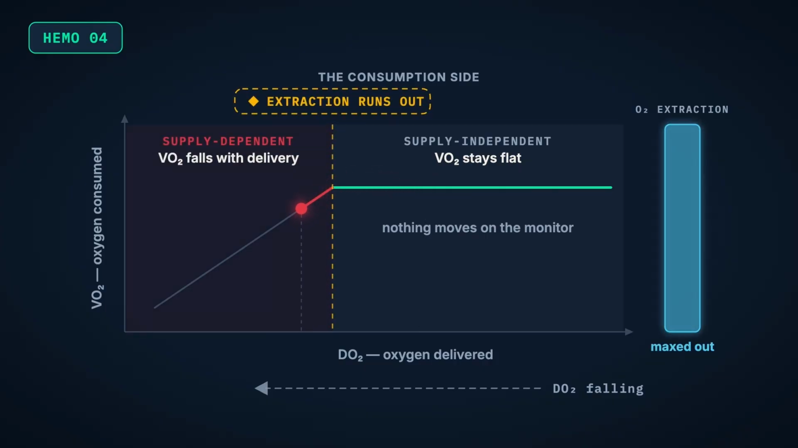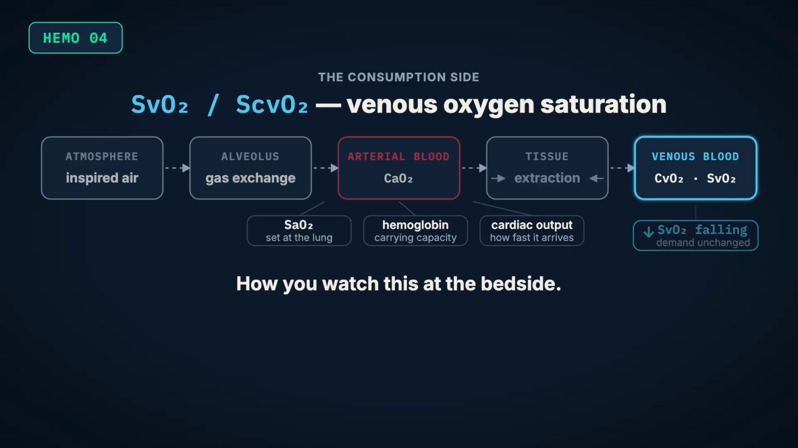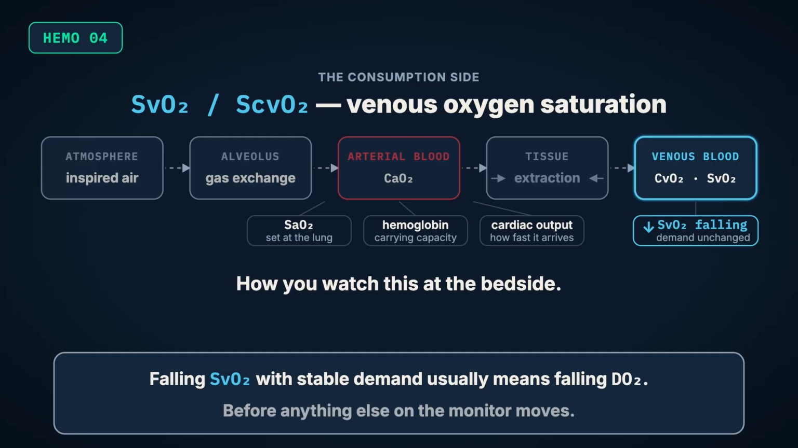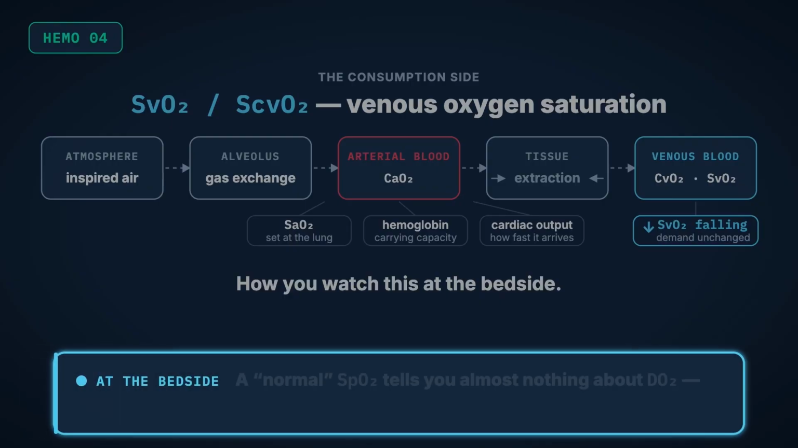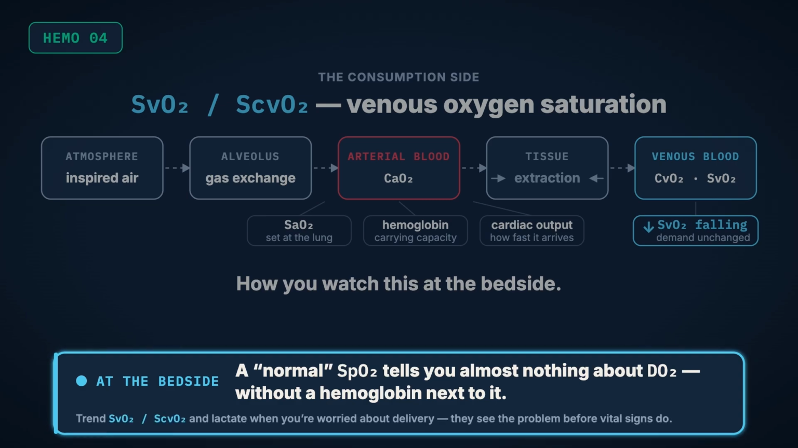Push DO₂ low enough though, and extraction runs out. VO₂ starts falling too, and that's where lactate begins climbing. SvO₂ and ScvO₂, venous oxygen saturation, are how you watch this at the bedside. Falling SvO₂ with stable demand usually means falling DO₂ before anything else on the monitor moves. At the bedside, a normal SpO₂ tells you almost nothing about DO₂ without a hemoglobin next to it. Trend SvO₂ or ScvO₂ and lactate when you're worried about delivery. They see the problem before vital signs do.